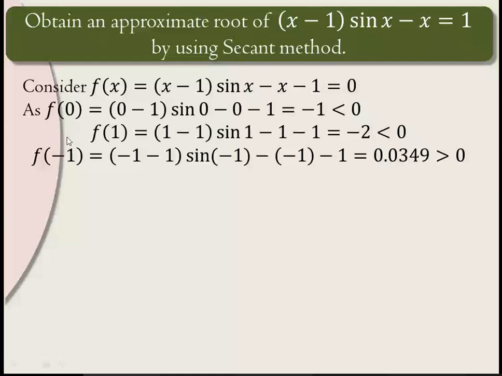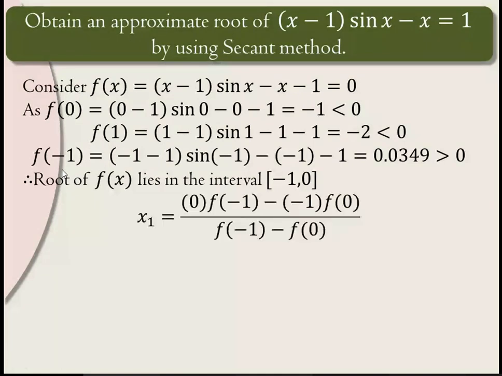But 0 to minus 1 is a small interval. So it is better to take this negative and this positive value, that is, between 0 and minus 1. For 1 and minus 1 you can also get the answer, but the number of iterations will increase. So it is better to take the small interval. This is positive, negative. So we are taking minus 1 to 0 as the interval. Now use the formula of the secant method.